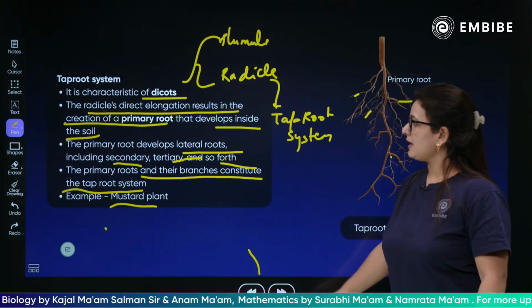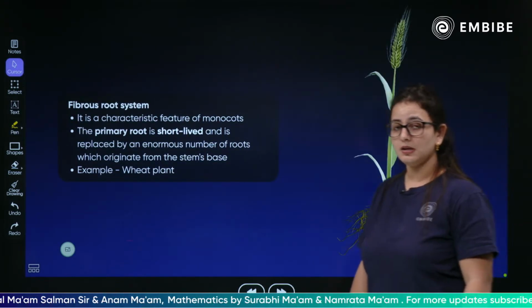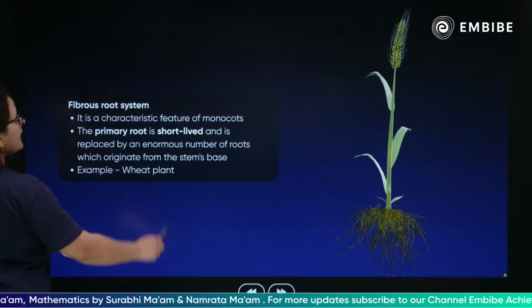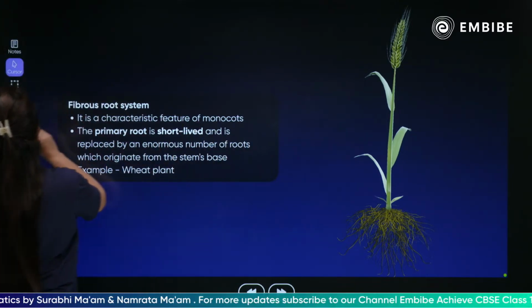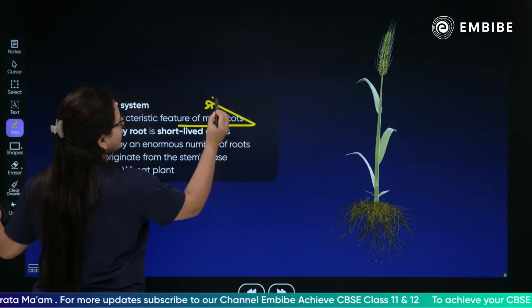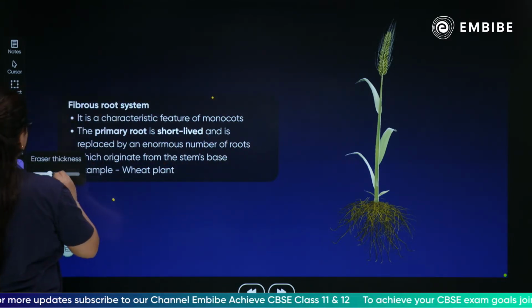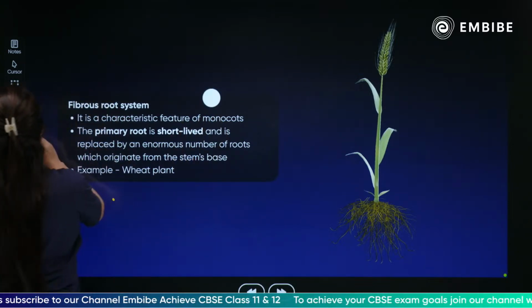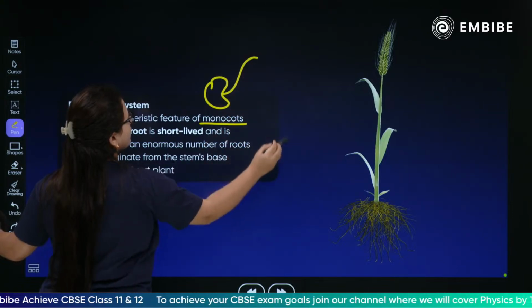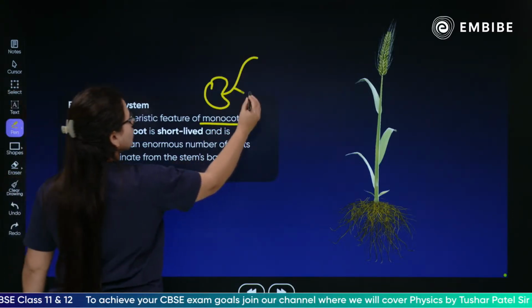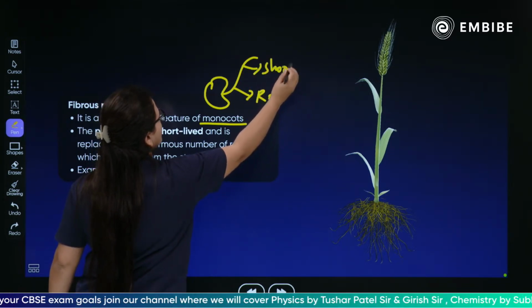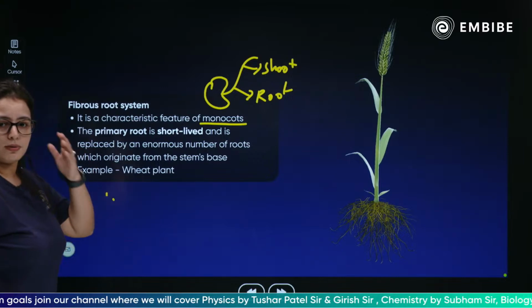Next we have the fibrous root system. The other root system present in the plant is the fibrous root system. It is a characteristic feature of a monocot. That is why I told you it is not that developed, because it is a monocot, with a single cotyledon. One cotyledon is developing into root as well as shoot. So, that is why it is not going to be a very well developed fibrous root system.